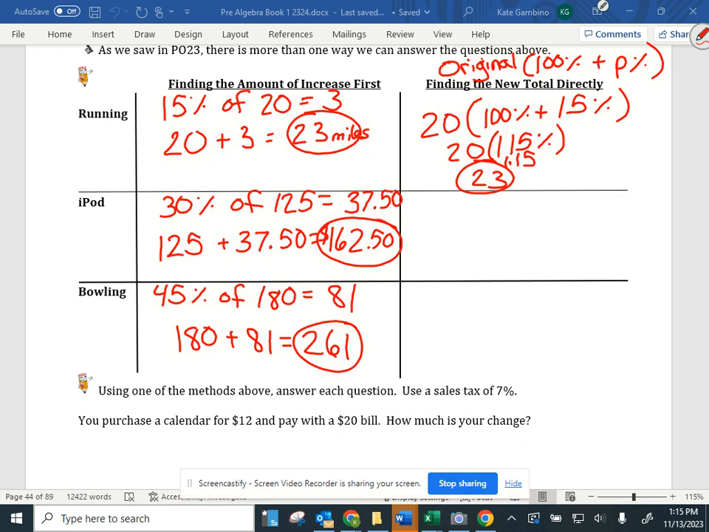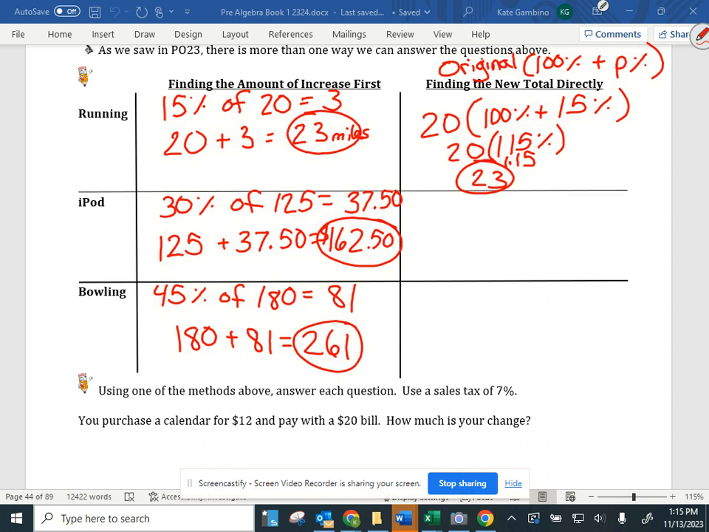Lucas, that's not what we're learning right now. Okay, right now we're focusing on this. So look at the iPod. What is my original amount?